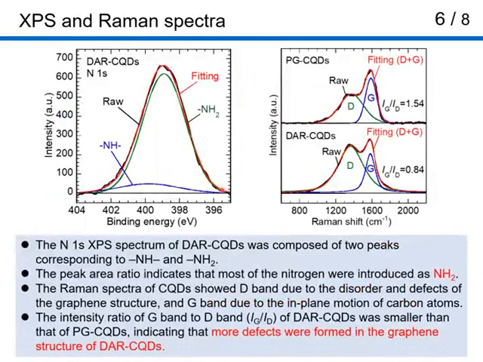The nitrogen 1s XPS spectrum of DRCQDs was composed of two peaks corresponding to NH and NH2. The peak area ratio indicates that most of the nitrogen were introduced as NH2. The Raman spectra showed two peaks of D-band and G-band. The intensity ratio of G-band to D-band of DRCQDs were smaller than that of PGCQDs, indicating that more defects were formed in the graphene structure of DRCQDs.